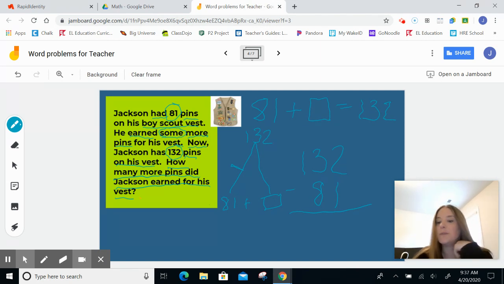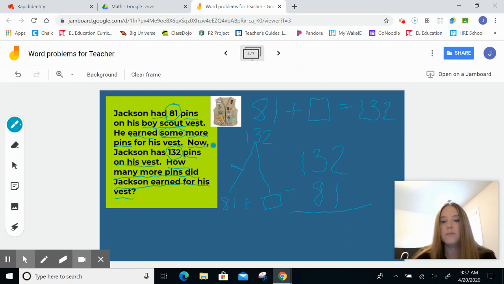Now on your piece of paper, you can solve it any way. You could do old school algorithm. You can do a proof drawing if you want to. You could do expanded form. Miss Harvey's going to do old school algorithm. So I'm going to start subtracting in the ones.